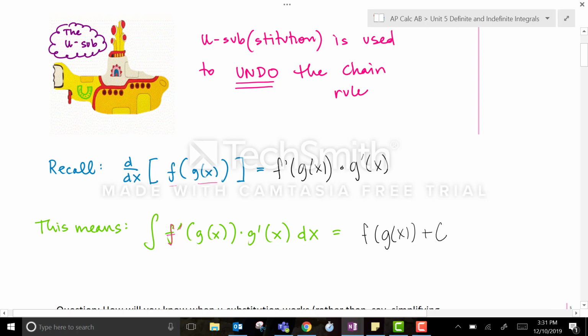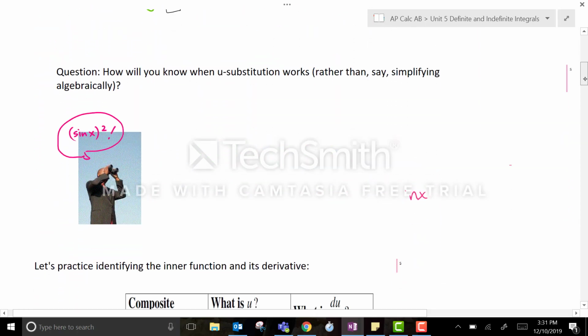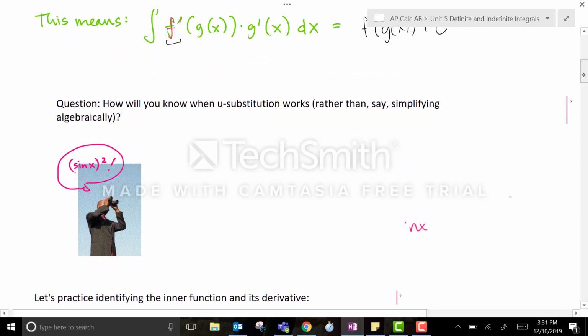Now notice that I'm using lowercase f here. The reason why is that in my integration, this guy right here is f prime, so the antiderivative of f prime is f. All right, so how do we know when u-substitution works? Because we've been integrating just fine without it. What you're really looking for is composite functions.